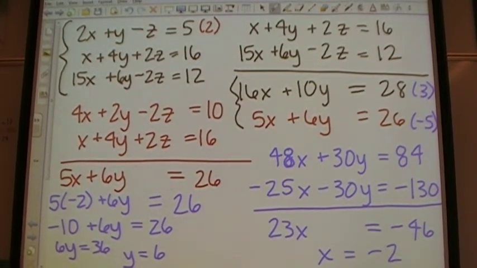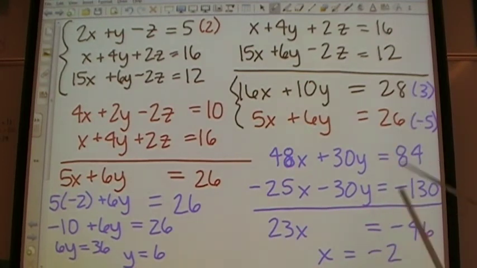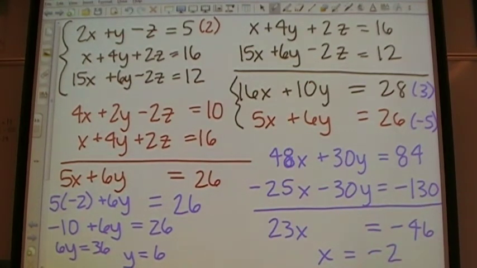Add them together, you end up with 23x equals -46. So x comes out to be -2. And again, once you get that first one, you're set. It took a lot of steps to get to the first one, but once you're there, it goes by fast.